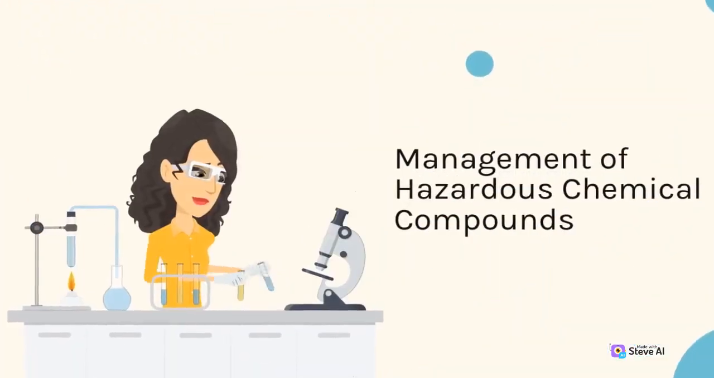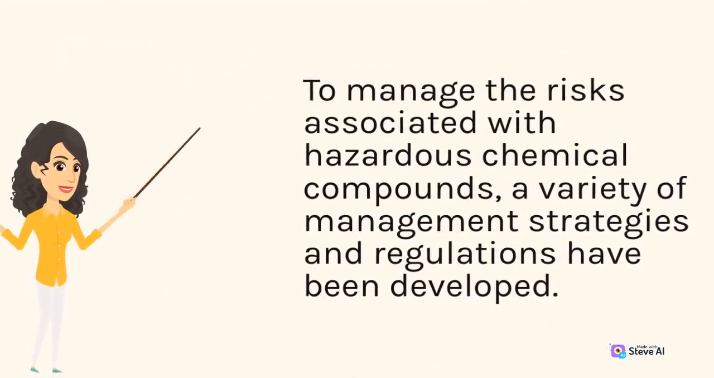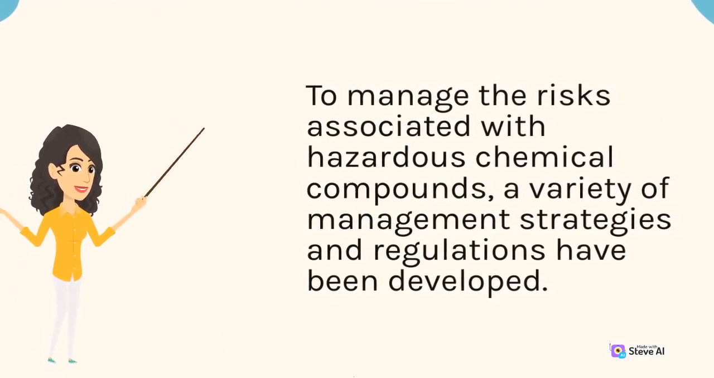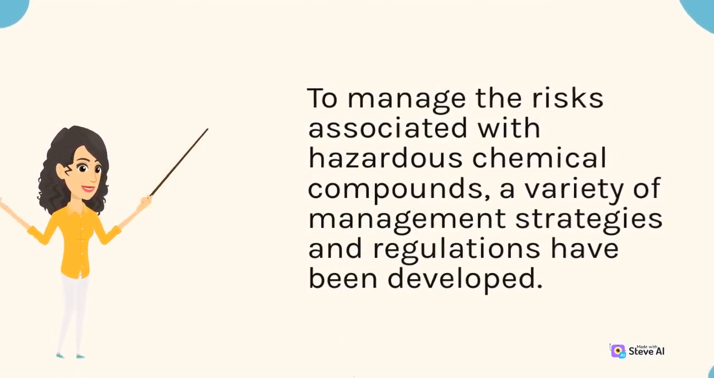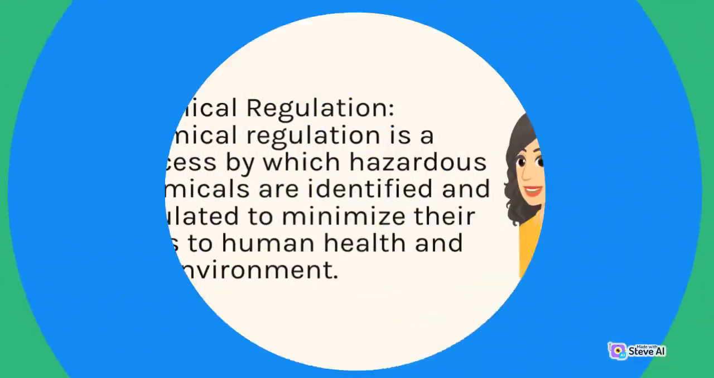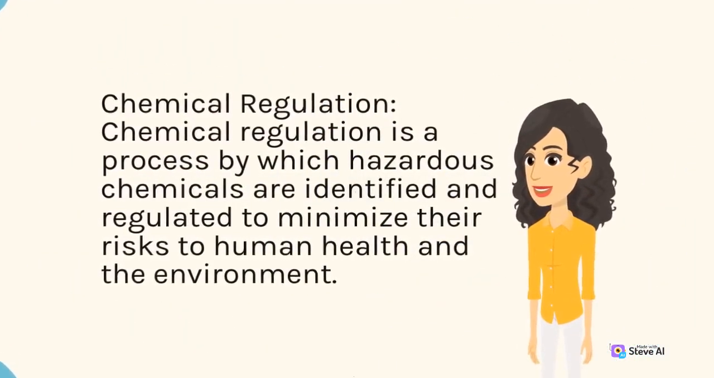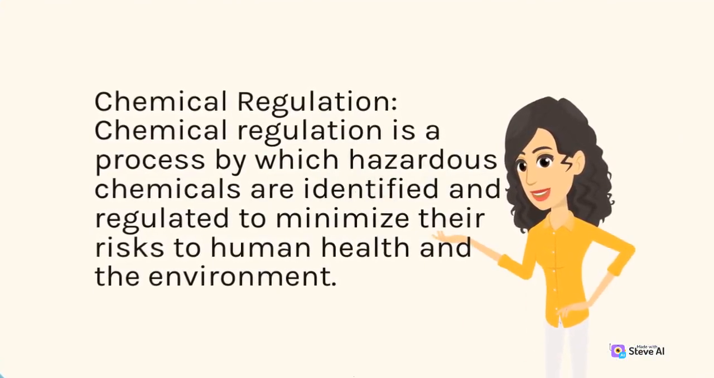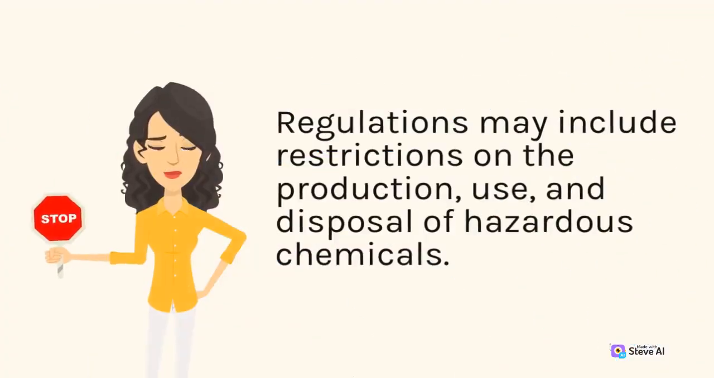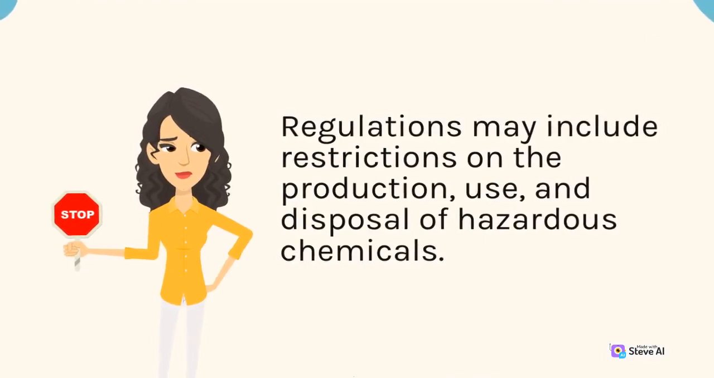Management of hazardous chemical compounds. To manage the risks associated with hazardous chemical compounds, a variety of management strategies and regulations have been developed. These include chemical regulation. Chemical regulation is a process by which hazardous chemicals are identified and regulated to minimize their risks to human health and the environment. Regulations may include restrictions on the production, use, and disposal of hazardous chemicals.